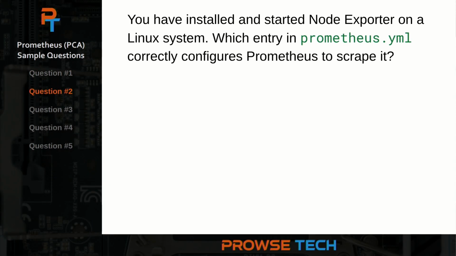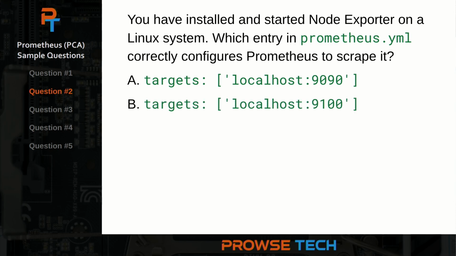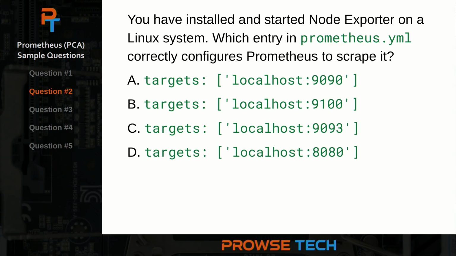You have installed and started Node Exporter on a Linux system. Which entry in Prometheus.yaml correctly configures Prometheus to scrape it? A. Targets localhost 9090. B. Targets localhost 9100. C. Targets localhost 9093. Or D. Targets localhost 8080. Feel free to pause the video, and I'll be back in 3 seconds with the correct answer.